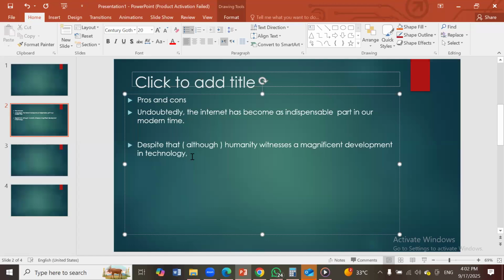Who can continue this sentence? Despite that, humanity witnesses a magnificent development in technology. Maybe we can complete: it can also lead to social isolation. Let's bring something opposite, a disadvantage. Yes, it can also lead to social isolation.